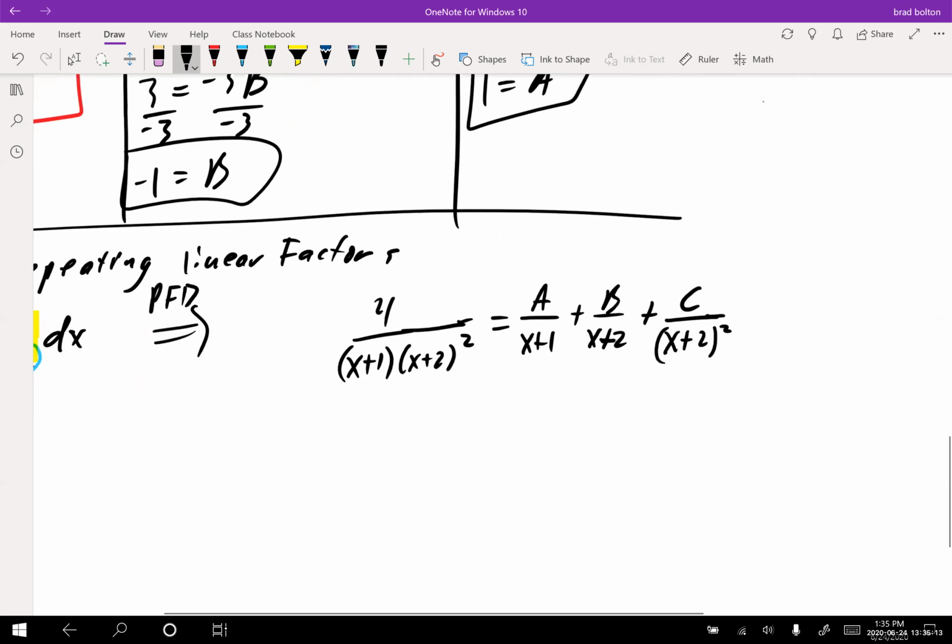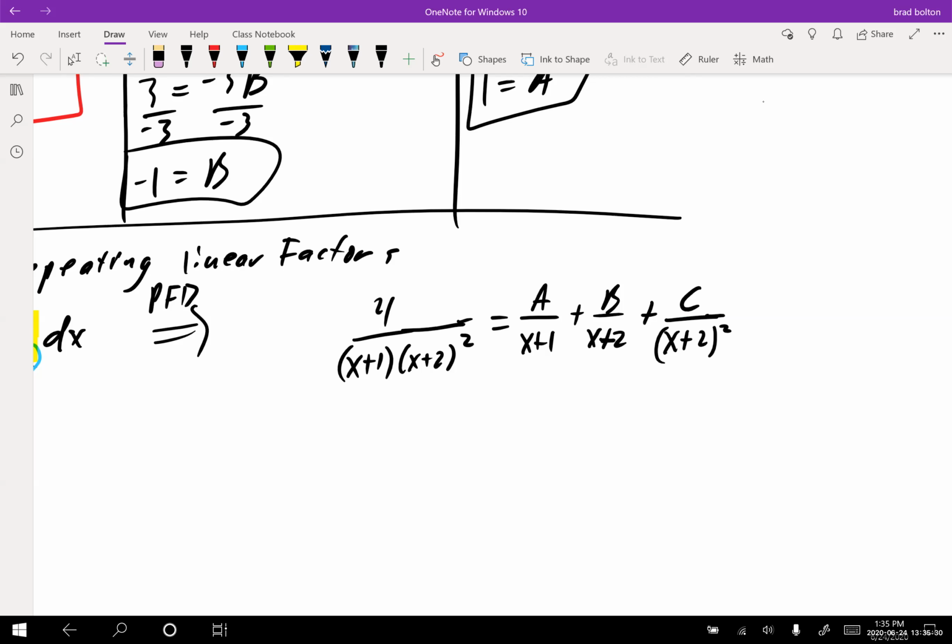Now, what if there were (x plus 2) cubed? Then you would do another one, plus D over (x plus 2) cubed. You have to account for every single power. So the first power, the second power, the third, however many there are, you have to keep counting up, and you have to keep writing a constant above it.